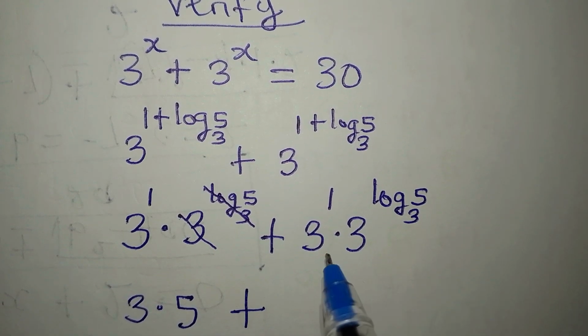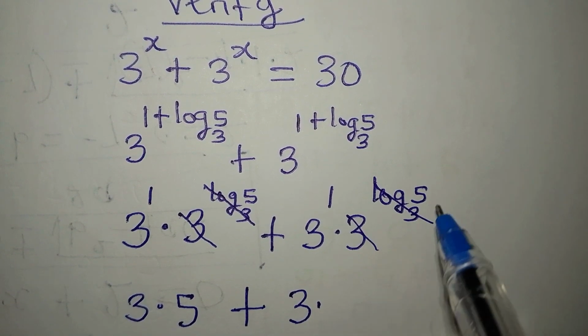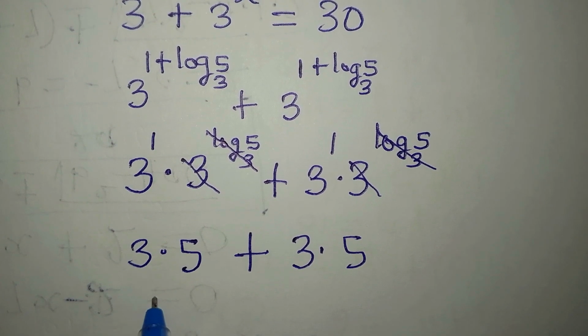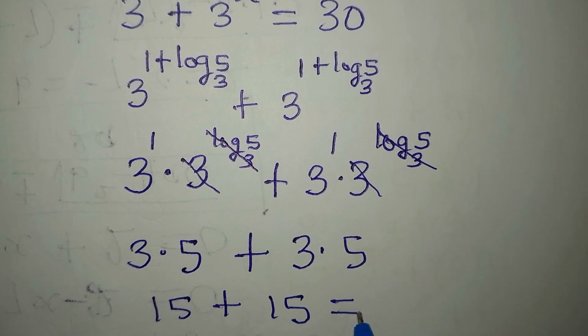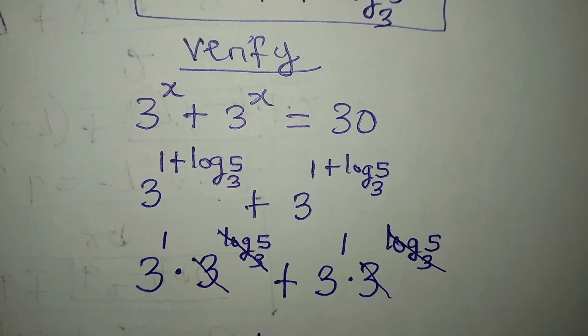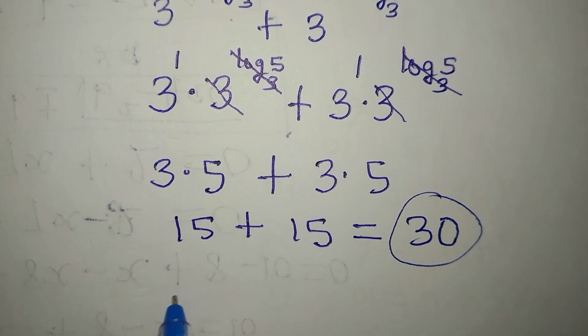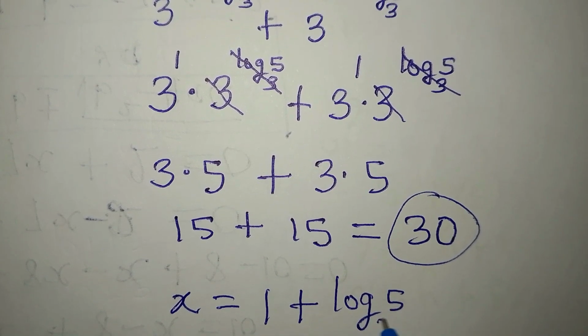Then plus, this is 3 to the power of 1 is 3. Then multiplying, this will still go with this. So we have 5 over there. Now from here, 3 times 5 is 15. 3 times 5 is 15. And when we add both of these, we have 30, right? And then remember, it's this same 30 we had at the right hand side of the equation. So we are very correct to say that x is equal to 1 plus log 5 to base of 3.